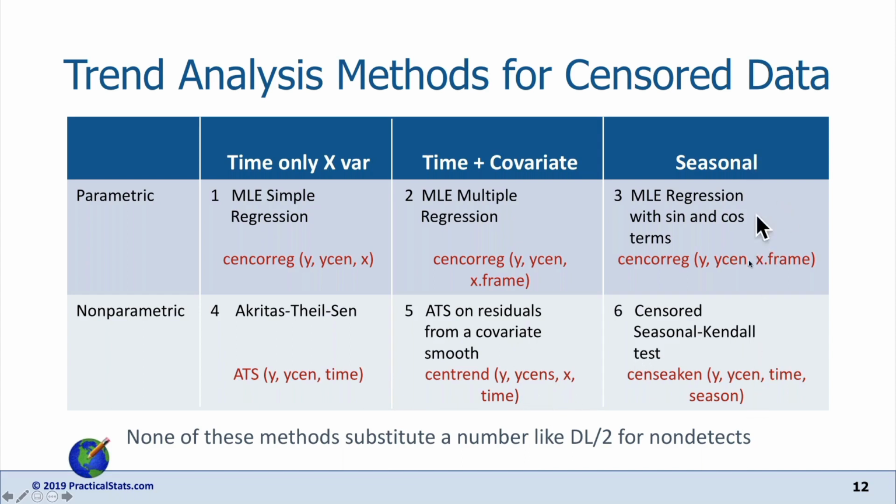In the right-hand column is parsing out the seasonal variation. And so the regression approach is to add two new variables, the sine and cosine of something. Those just go into this X frame, this matrix of X variables. Now there might be four variables: time, stream flow, and then these sine and cosine terms. So that can all be done with regression.